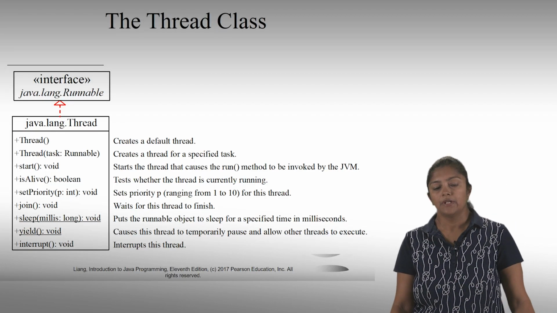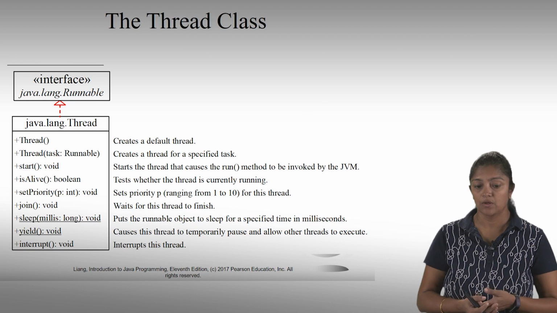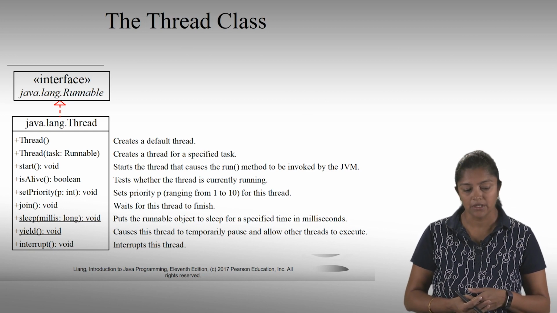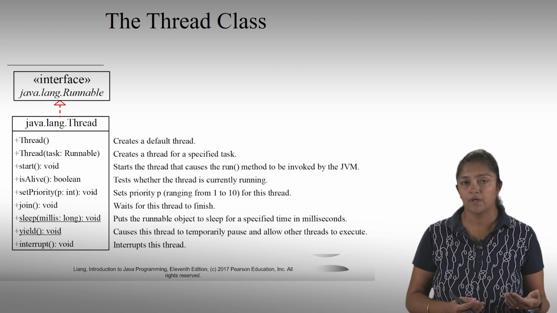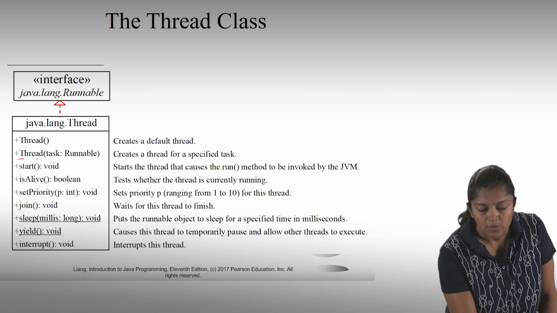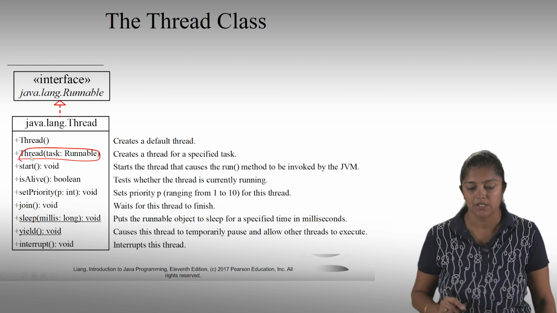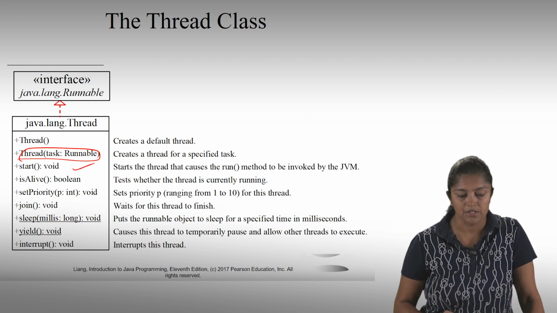So a little bit about the thread class. The Java API provides this class. It also implements the interface Runnable, and then it has a number of useful properties. So we already saw the constructor. There's a default constructor, but then the constructor that we used was the one that takes in a task object as its input. Then we use the start method to start the thread.